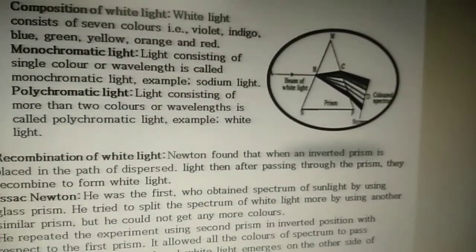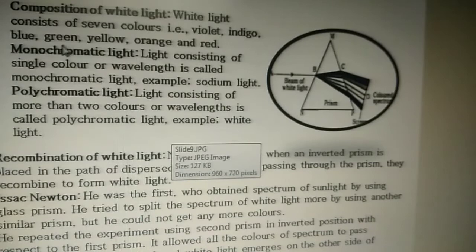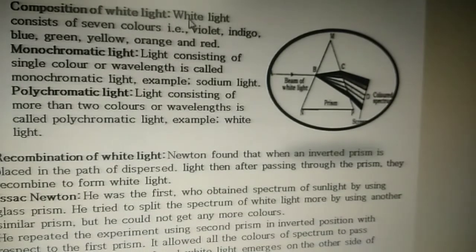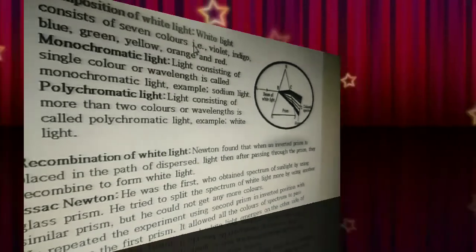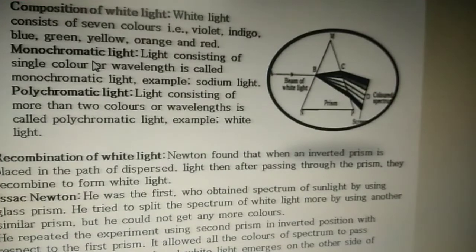White light is a composition of 7 colors, so it is called polychromatic light. Chroma means color. So the colors are violet, indigo, blue, green, yellow, orange and red, in increasing order of wavelength. Monochromatic light means light consisting of only a single color or single wavelength, for example sodium yellow color.